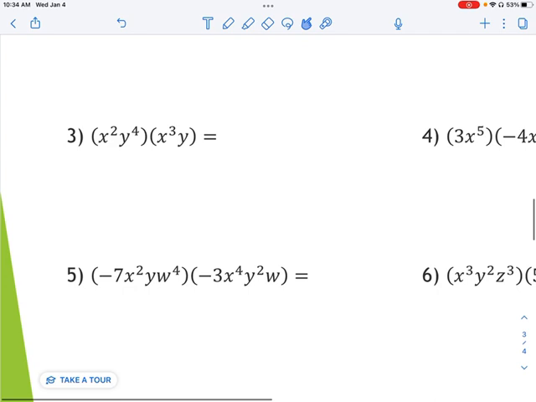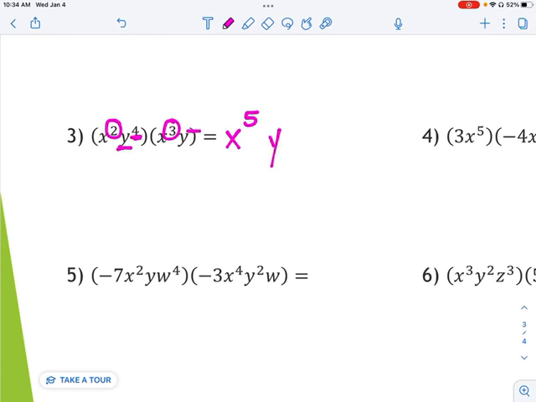Okay, here on number 3, now we have two variables. So my first common base is x. So I look, I have 2 plus 3, which is going to get me 5. My second common base is y, and I have 4 plus 1, which is also 5. So x to the fifth, y to the fifth.